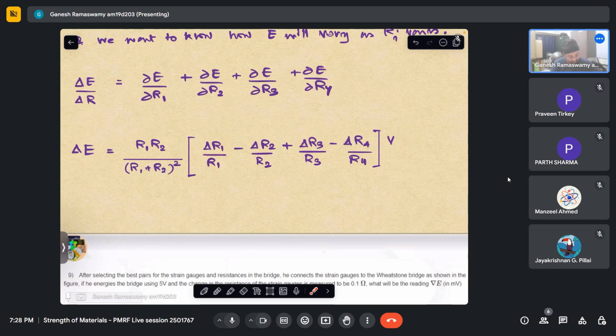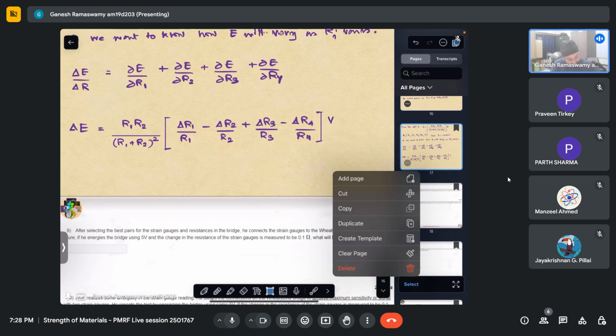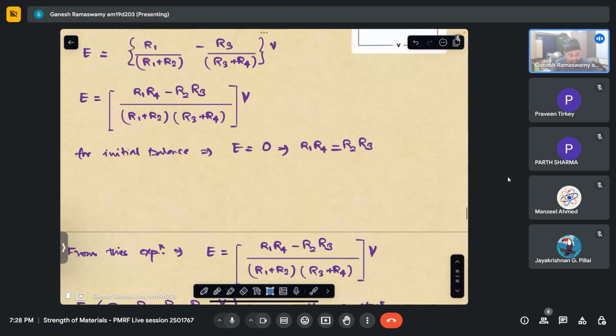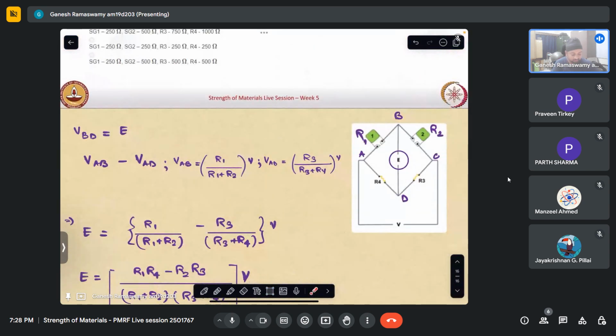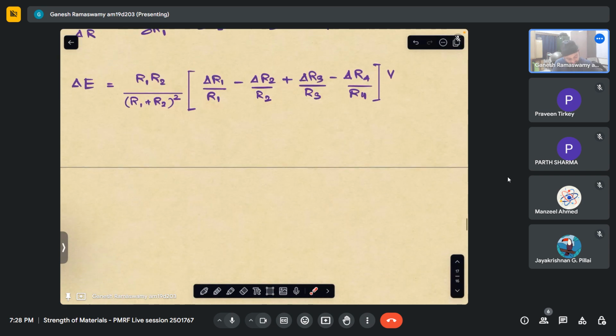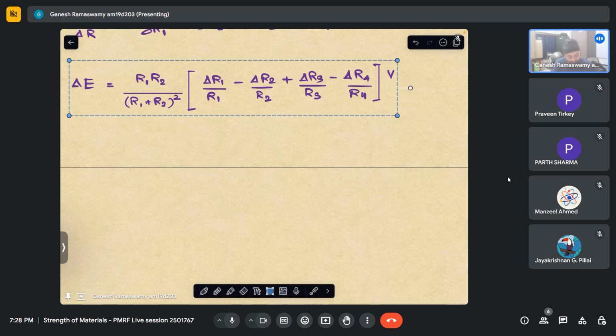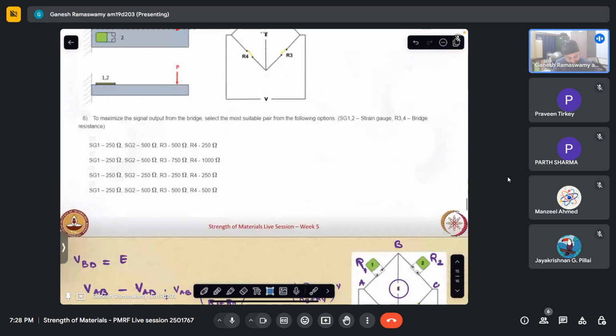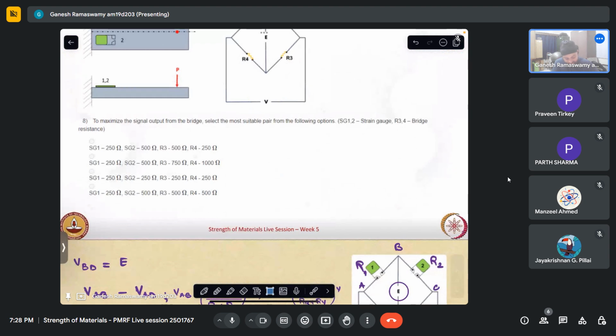Now in the context of our problem, we see that R3 and R4 are not strain gauges. They are fixed resistors in the bridge. So that is not going to change. So R3 and R4 don't come in anyway. Before that, if you want to address the first question, what it says is how to maximize the signal by suitably selecting these.